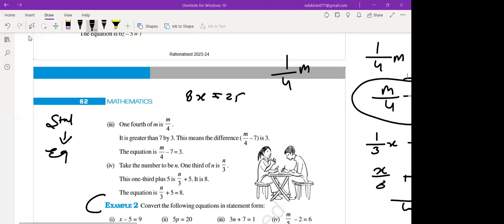Ma'am, I also have a question. This x is a variable, right? Suppose the question is s by 5, so we can write s by 6. Can I write 1/5 of s? Okay, don't worry. When we solve this question, all your doubts will be clarified.